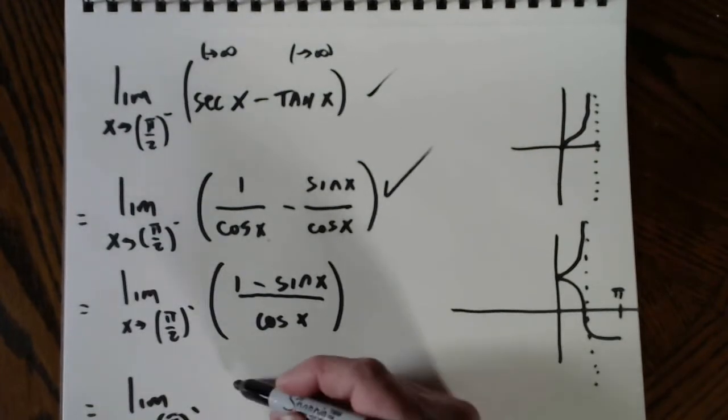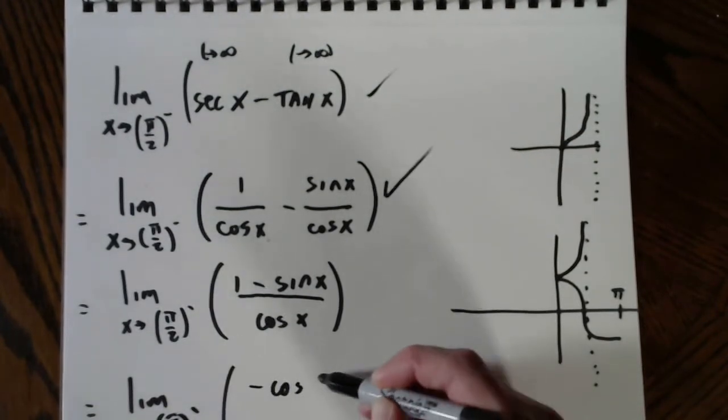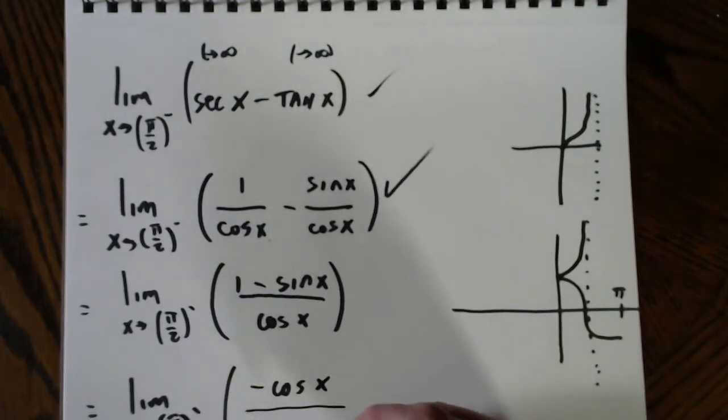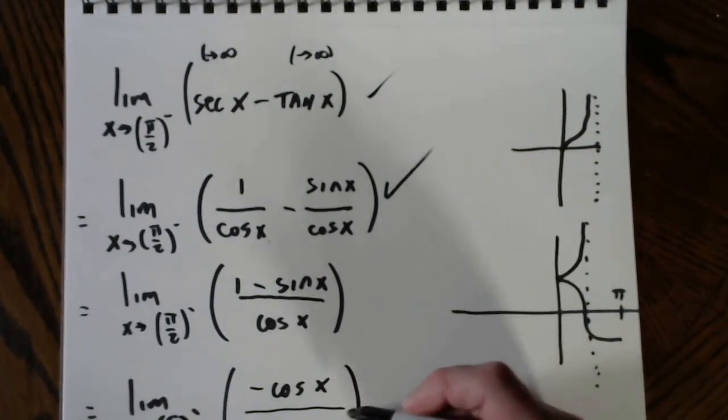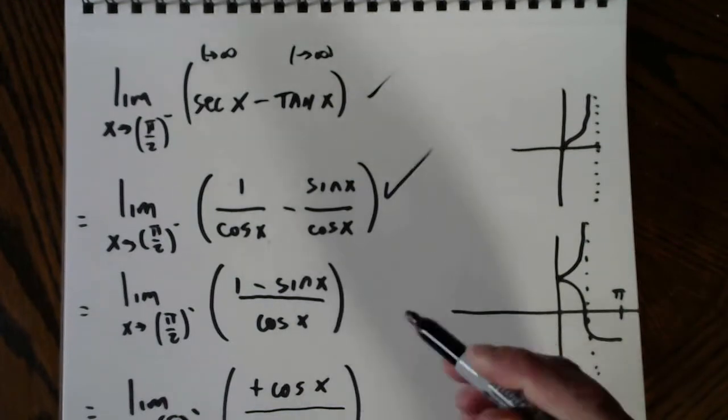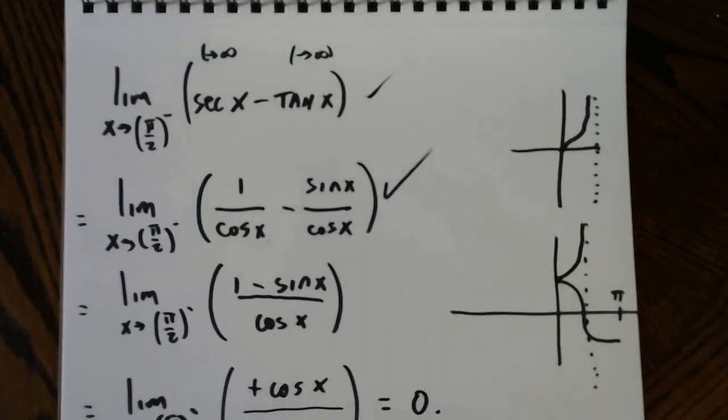So this will be negative cosine over negative sine. Does that look right? Let's cancel these guys out. And what do I have now? This goes to 0, this goes to 1. So the limit of this is 0.